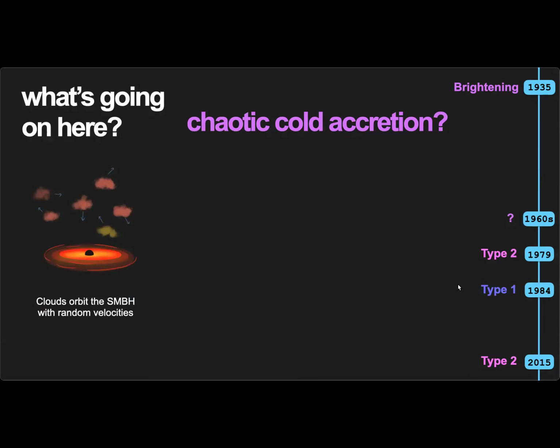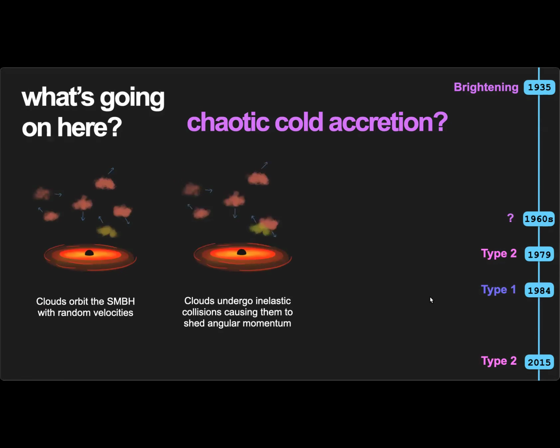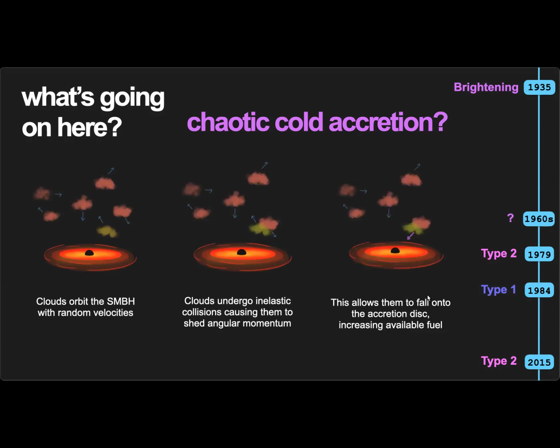briefly. So I'll just kind of recap. The idea behind chaotic cold accretion is that there are clouds orbiting around the outskirts of the accretion disk in the broadline region. They collide inelastically, which allows them to shed angular momentum, and then when they do that, they can rain down onto the accretion disk, causing spikes in accretion rate, thereby brightening the AGN.